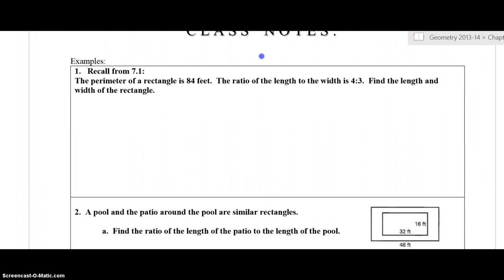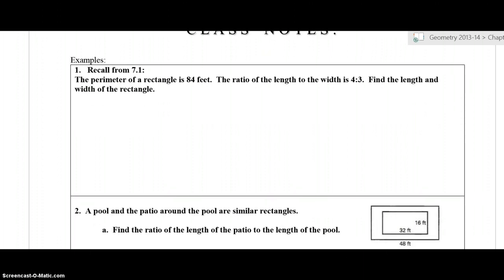Okay, so it says, recall from section 7.1, the perimeter of a rectangle is 84 feet. So first, we need a rectangle with the perimeter of 84 feet, yes? This is from section 7.1. The ratio of the length to the width is 4 to 3. So we put a 4 and we put a 3. But if we calculated the perimeter based upon just 4 and 3, that would not give us 84. So we put 4x and 3x.